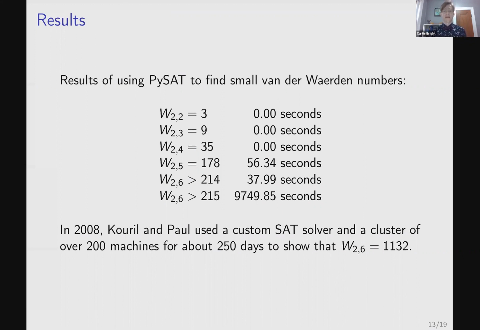W(2,6) is infeasible to solve with PySAT. This is a huge problem. It's able to give you some lower bounds. So it finds a 214 length word in under a minute, and it finds a 215 word in a couple hours. This is with no optimizations whatsoever, just the exact implementation I showed you.